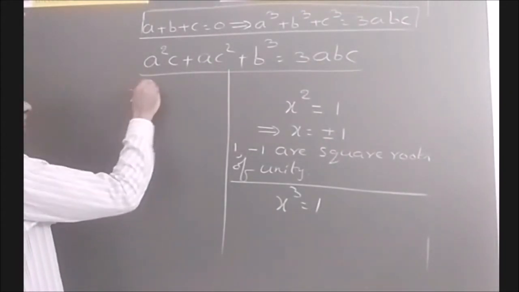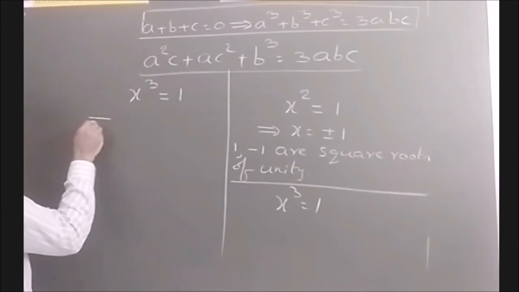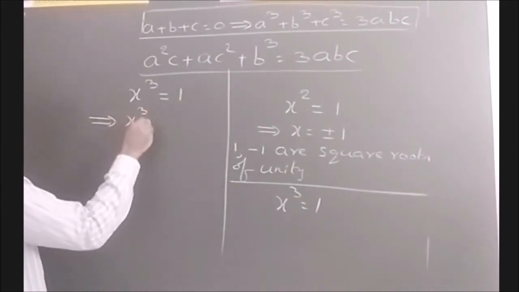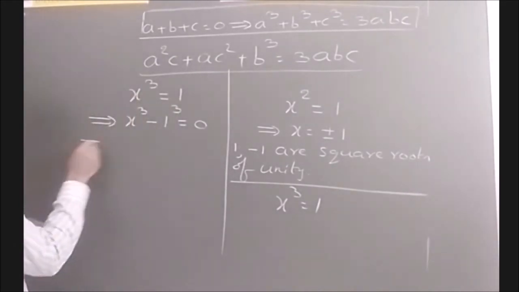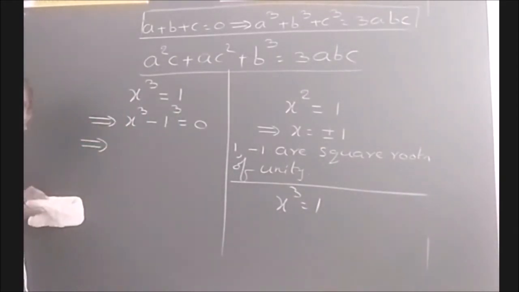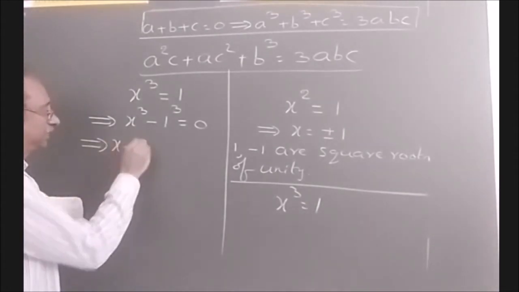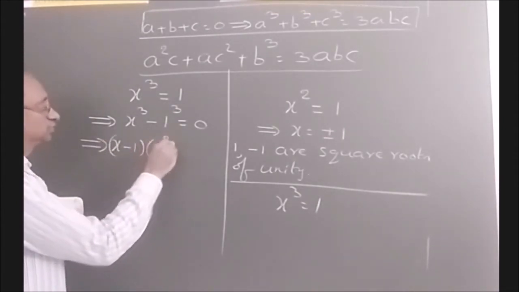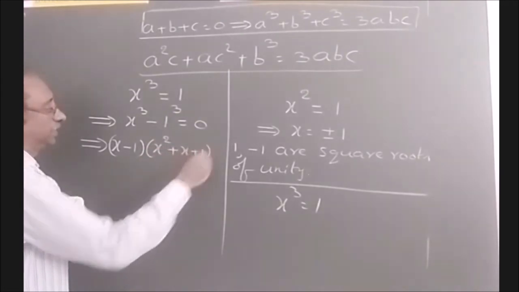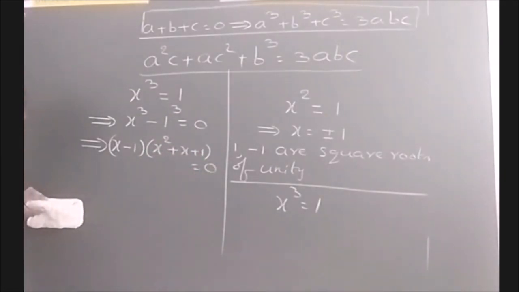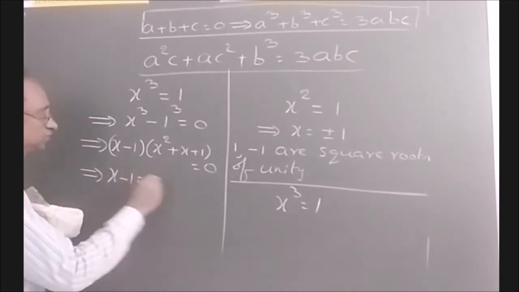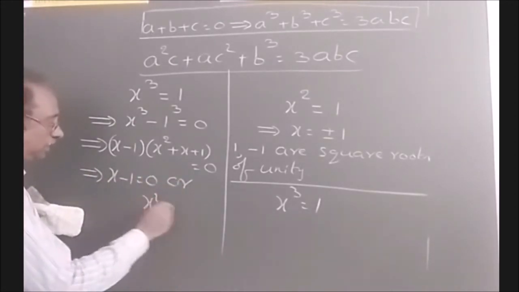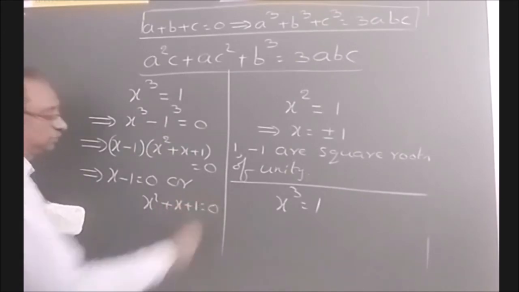Here x cube is equal to 1. So x cube minus 1 is equal to 0. 1 can be written as 1 cube. So this is the a cube minus b cube formula: a minus b into a square plus ab plus b square. So I am using that. x minus 1 into x square plus x plus 1 is equal to 0. So this product is 0, so either x minus 1 is equal to 0 or x square plus x plus 1 is equal to 0.